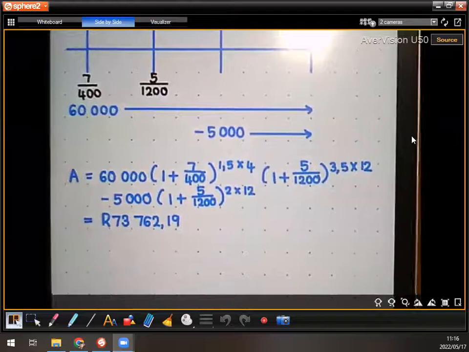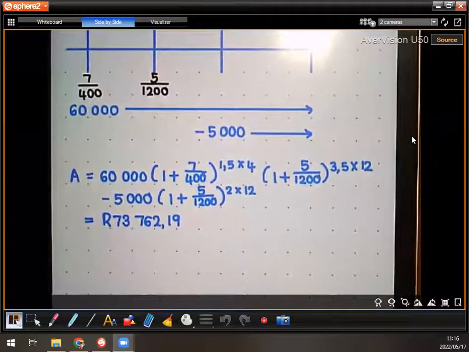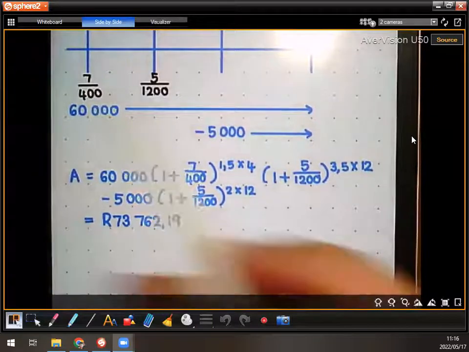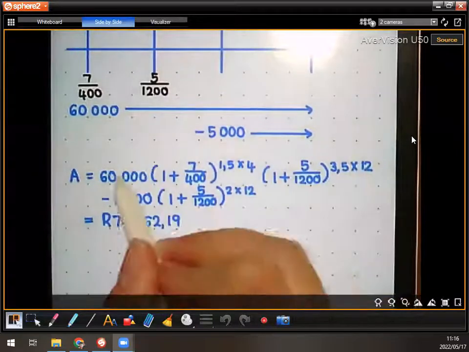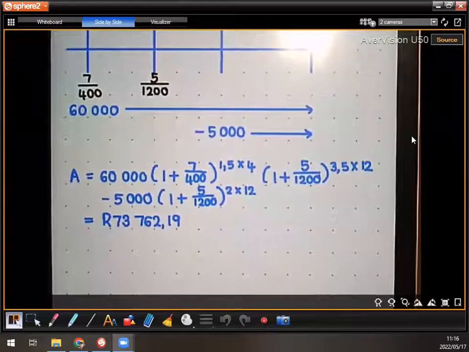Any questions, guys? There is one last kind of flip to this question where they give you the final amount and you must work out one of the deposits or the withdrawal somewhere along the line. So we'll just do that quickly tomorrow. But I want you just to practice some of these for now. We're going to spend about half an hour tomorrow just on finance, and then the next half hour we're going to start revising.